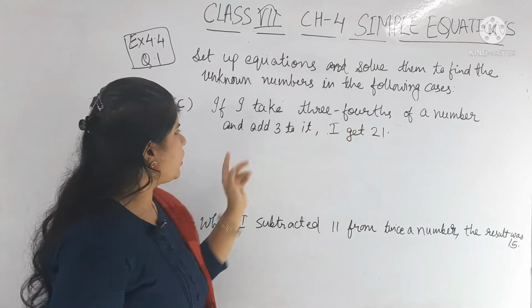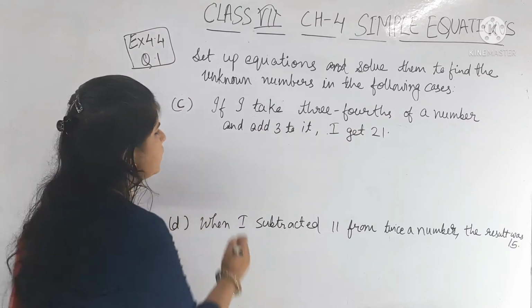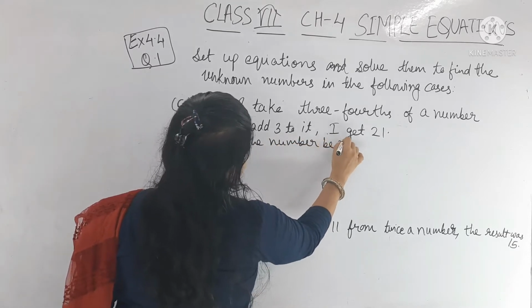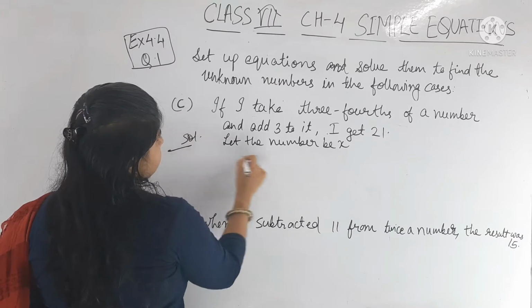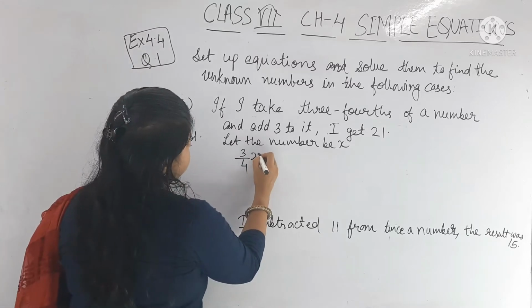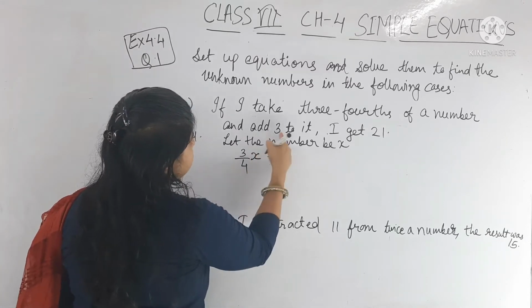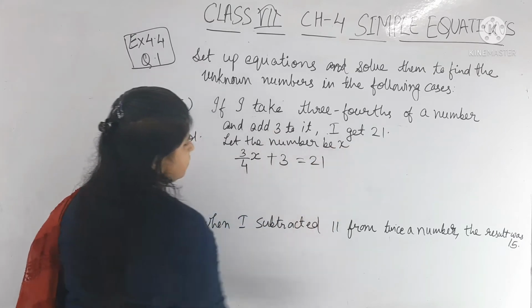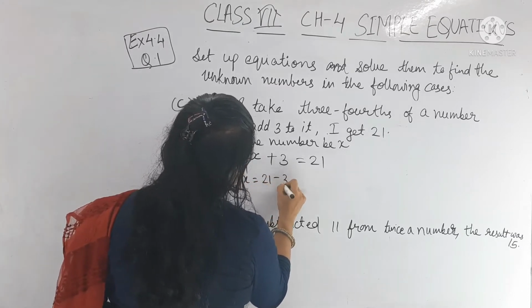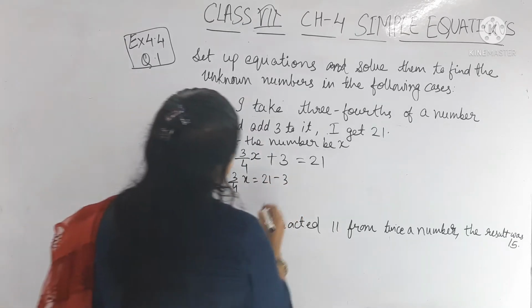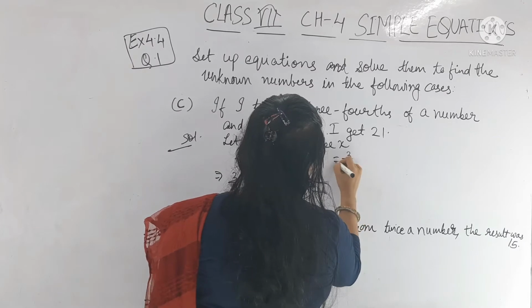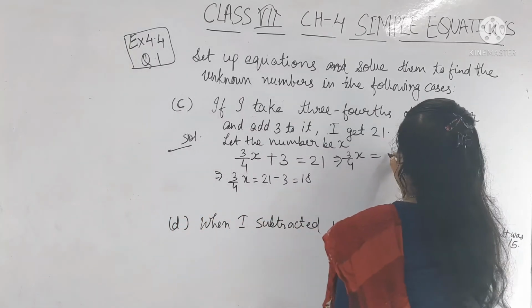If I take 3/4 of a number, here also let the number be x. 3/4 means 3 by 4. Of means multiply with x. Add 3, I get 21. Like this you have to write 3 by 4 x equal to 21 minus 3. So here I am getting 18. So 3 by 4 x equal to 18.